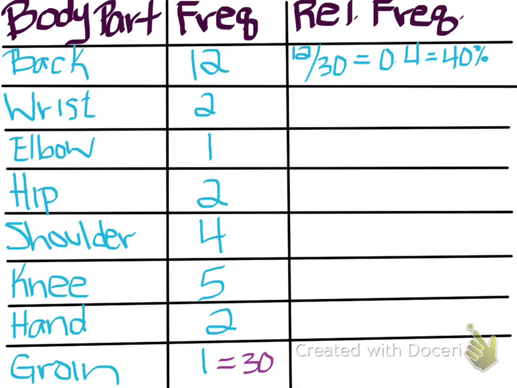You can leave it as a decimal, 0.4. Or 40%. Either one is okay, just don't leave it as a fraction. So now you're going to do the same thing for the wrist injury. 2 divided by 30, which is 0.0667.